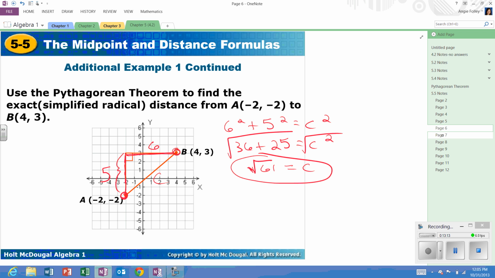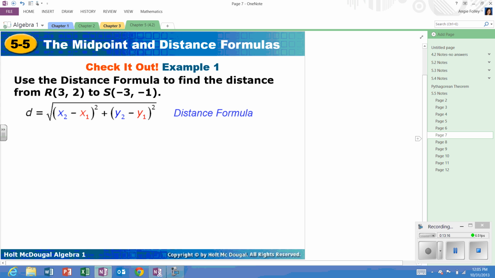Okay, so a couple more examples. We're almost done. So we're going to use the distance formula first, and then we're going to use the Pythagorean theorem to make sure we're right. So we have our points (3, 2) and (-3, -1). We're going to plug in our second x value, which is -3, minus our first x value, 3, plus our second y value, -1, minus our first y value, which is 2. If you guys get confused, you could write above here, like this is your x2, y2, x1, y1.